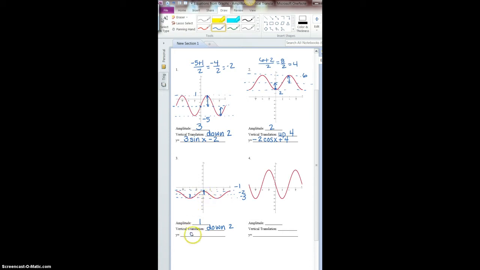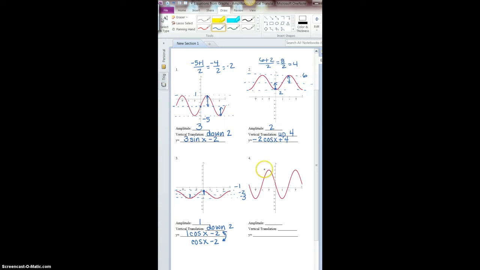Now looking at this graph, on the y-axis you see it's starting at a maximum. So that means it's a positive cosine. So we have the cosine of x. The amplitude is 1. You can either write the 1 or you can just leave it as cosine x, because when it's multiplication the 1 is implied. And then because it went down 2, you're going to subtract 2. So either of these two answers would be okay.